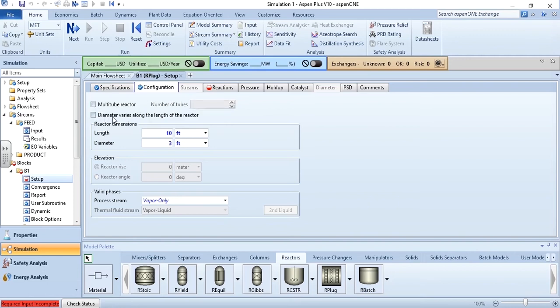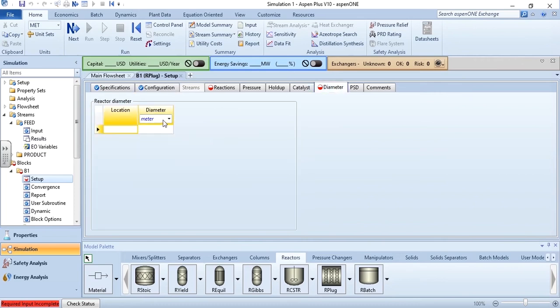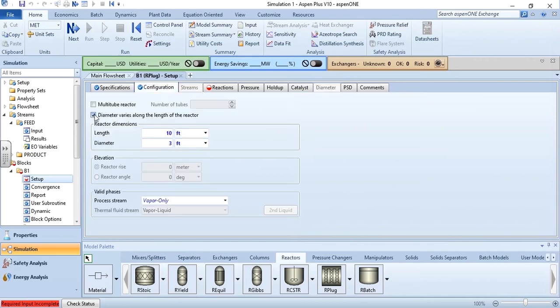And if diameter varies along the length of the reactor, what does that mean? That for a 10 feet reactor, for the first 5 feet the diameter is, for example, 2 feet, and for the next 5 feet it's 3 feet. Then we have to specify that the diameter varies with the reactor, and we have to specify where the diameter varies. So for now there is no diameter variation along the reactor.